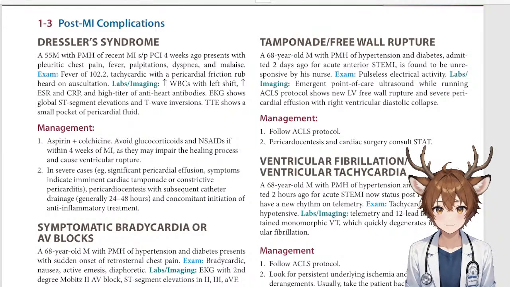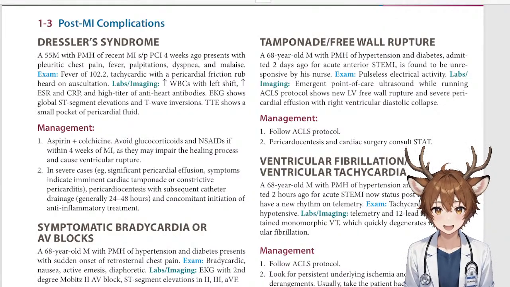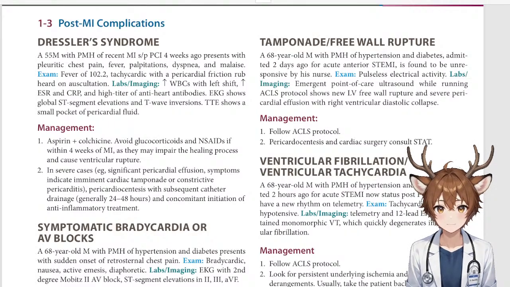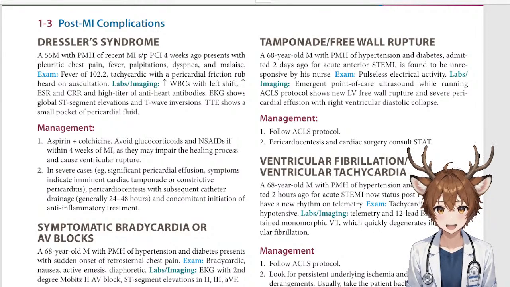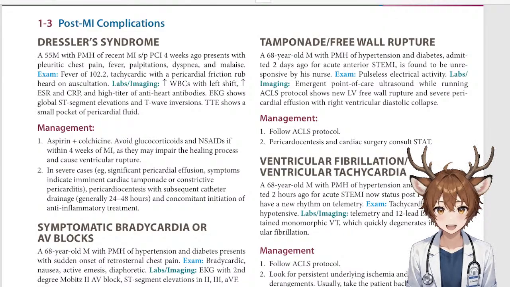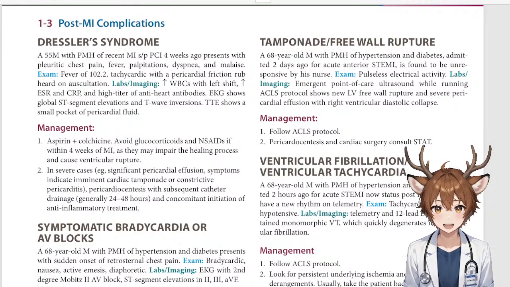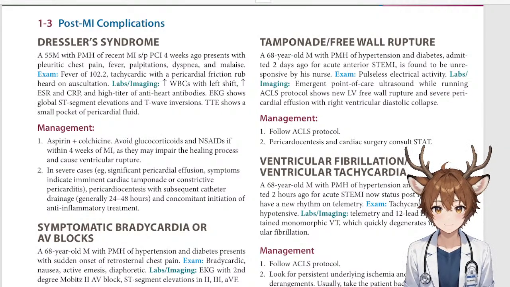Dressler syndrome. A 55-year-old male with a past medical history of recent... Also, fun fact for you, they went 55M versus doing a 55-year-old M. 55M, just like that, one word. You should give a name. It's a little bit dehumanizing. 55-year-old male? Like, isn't there a name? Isn't there a story? Doesn't he have a past, a future? What's going on? Anyway. A 55-year-old male with past medical history of recent MI, SP, PCI... SP, sorry.